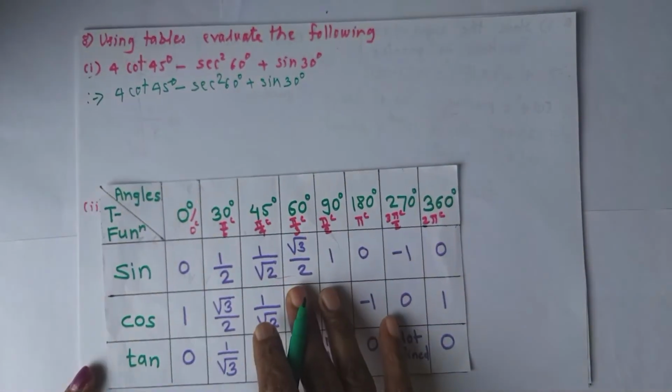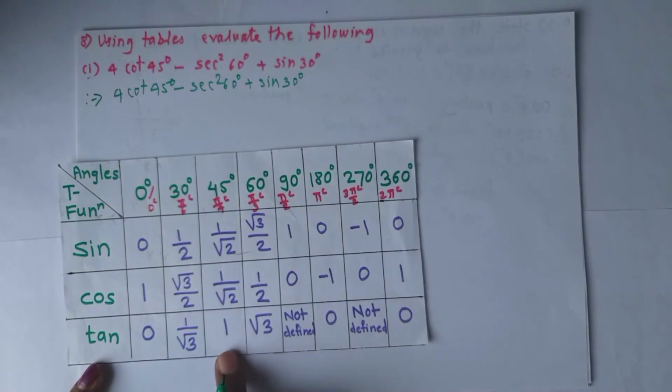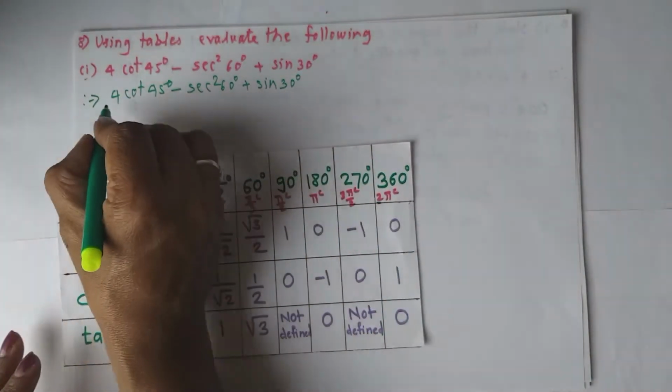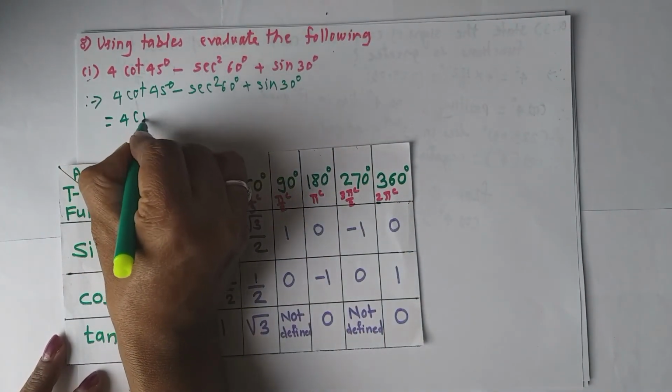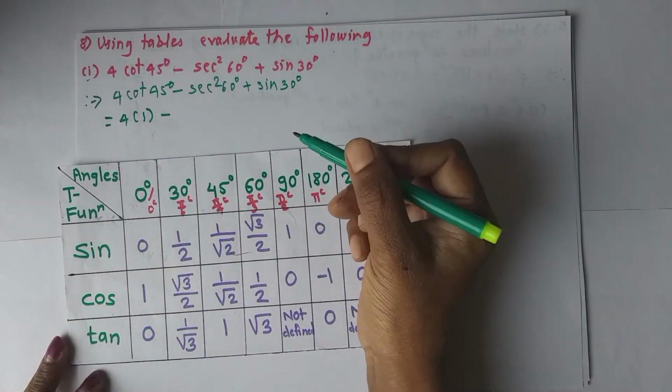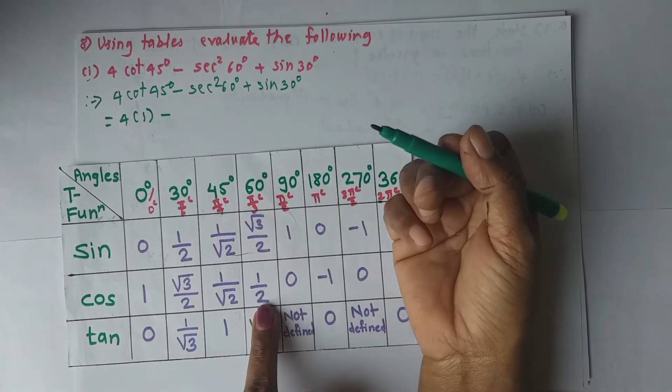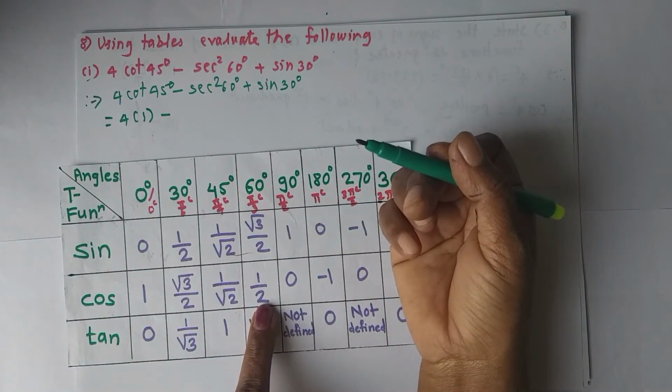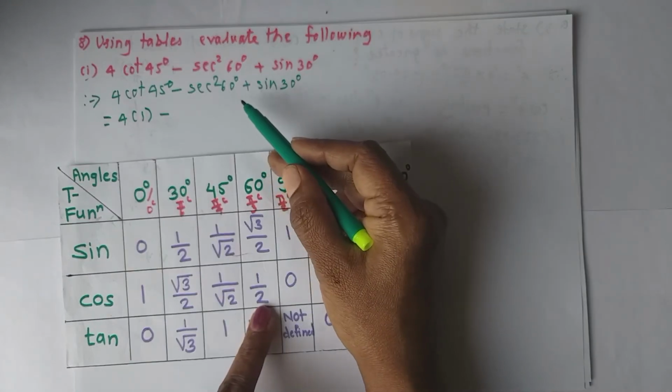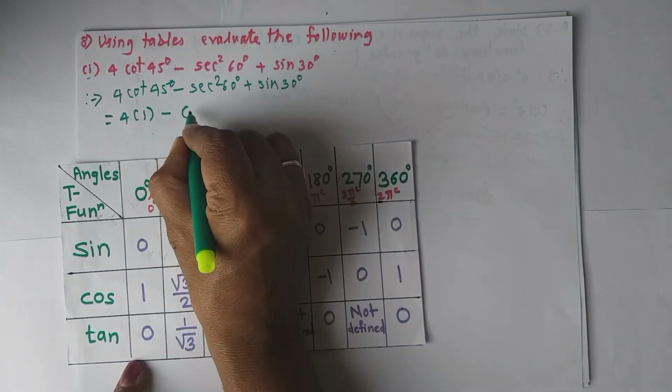Now from the table, what is the value of cot 45? Cot 45 is the reciprocal of tan 45. The value of tan 45 is 1, therefore the value of cot 45 will also be 1. Then minus sec square 60. Sec is the reciprocal of cos. The value of cos 60 is half. Therefore, the value of sec 60 will be 2, and its square.